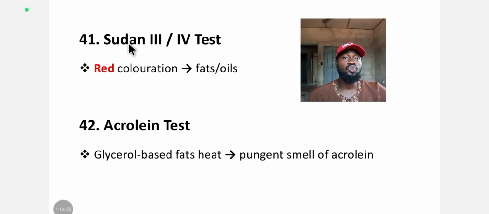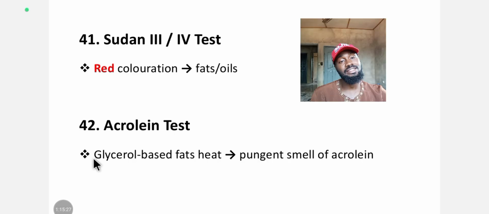The next test we have here is the Sudan III and Sudan IV tests. JAMB also likes setting questions from Sudan tests. Sudan III and Sudan IV, they love setting questions from this place. When we get a red coloration, that indicates that fat and oil are present in the solution.